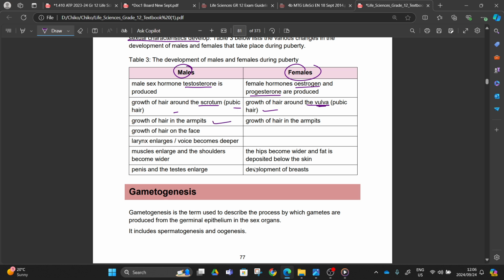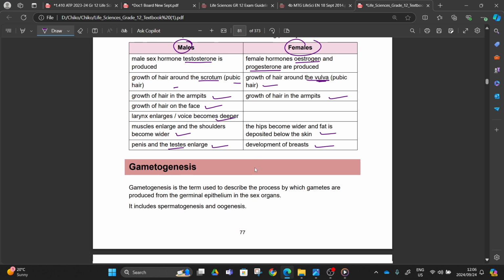We have our growth under our armpits. The facial hair is going to grow, the voice is going to become deeper, and then the muscles are going to enlarge and the shoulders are going to become wider. Also, on this side, the hips, and the fat is going to be deposited under the skin. The penis is going to enlarge together with the testes. On this side, the breasts are going to enlarge, right?